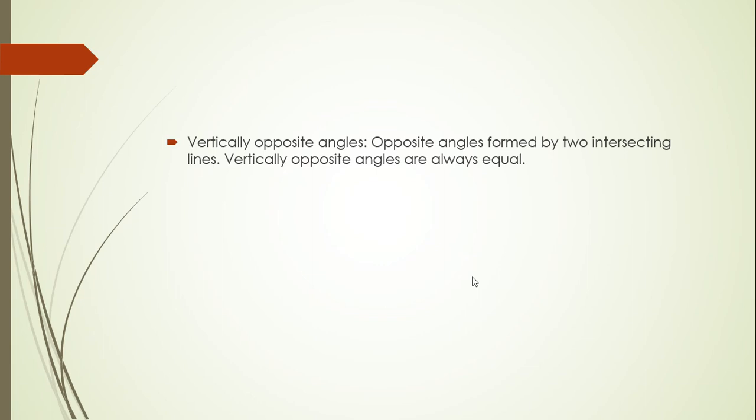Vertically opposite angles. Opposite angles formed by two intersecting lines. Vertically opposite angles are always equal. This is the example. Here 35 degrees is equal to 35 degrees. You can see the color also. Now 145 degrees, that is of pink color, and yellow color 145 degrees. It means both yellow and pink are equal because both have 145 degrees. So this is the example of vertically opposite angles. Similarly 35 degrees is equal to 35 degrees.